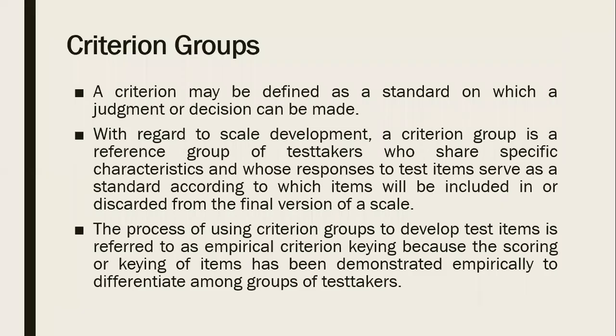For the criterion group, a criterion may be defined as a standard on which a judgment or decision can be made. So with regard to scale development, a criterion group is a reference group of test takers who share specific characteristics and whose responses to test items serve as a standard according to which items will be included in or discarded from the final version of a scale. The process of using criterion groups to develop test items is referred to as empirical criterion keying because the scoring or keying of items has been demonstrated empirically to differentiate among groups of test takers.